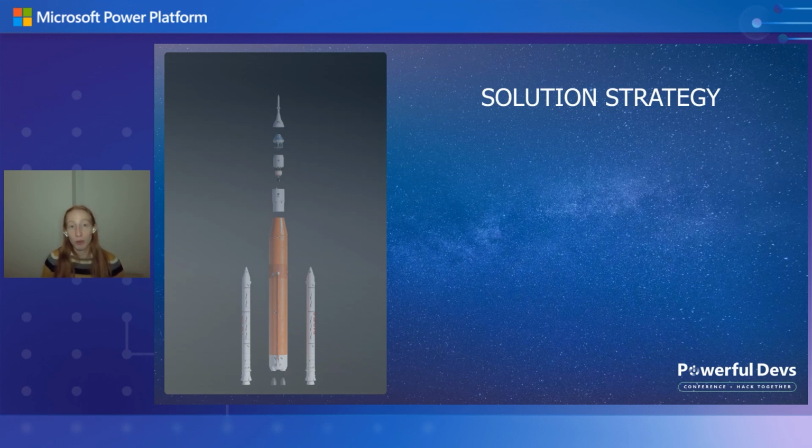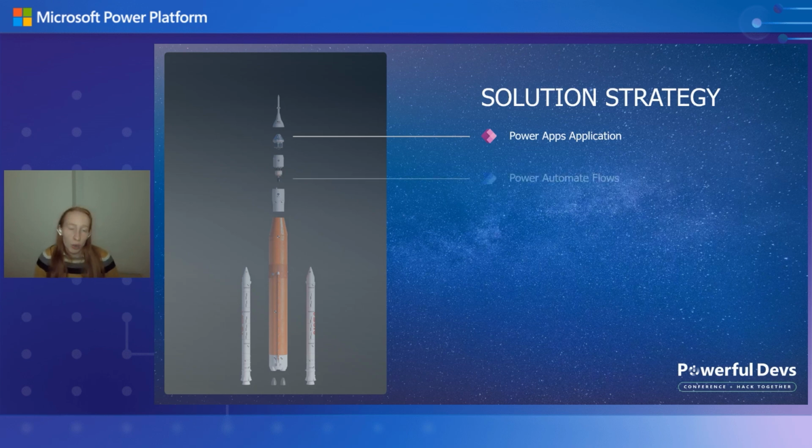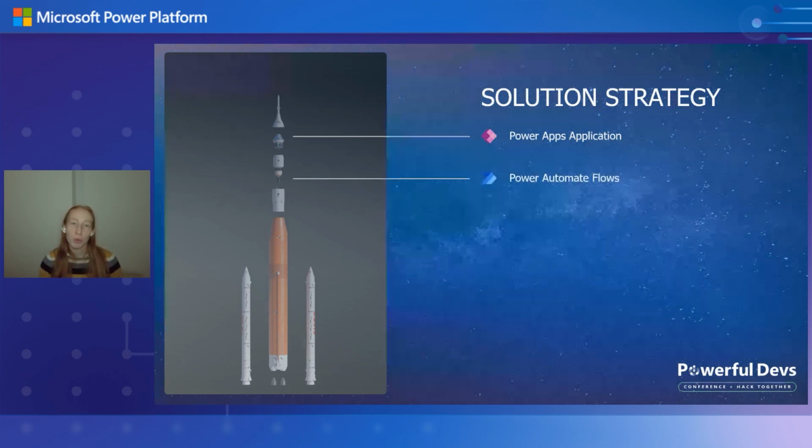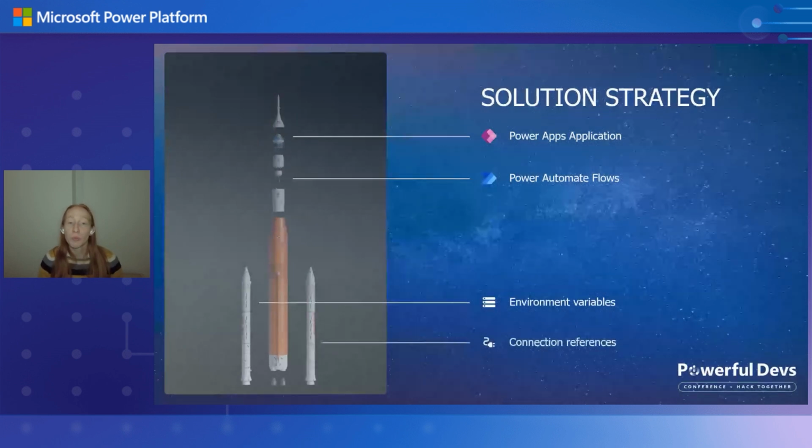So as mentioned before, your solution contains components, and these components can be, for example, Power Apps, which can be your core application, but you can also include Power Automate flows that will help you in that application, that will do some automation, for example, in the backend. Apart from these components, you can also have some more supporting components like environment variables and connection references, which are really going to help us when we're going to deploy our solution to different environments.